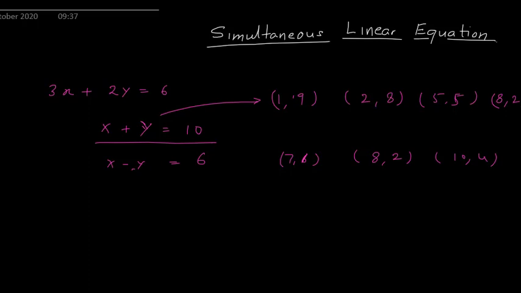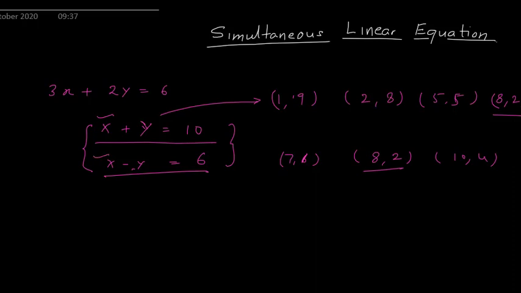Now when I consider these two equations together, then we see that this value 8, 2 is satisfying this equation as well as it is satisfying this equation. So this 8, 2 is called the solution of simultaneous linear equation. When I consider these two equations together, then their combined solution is 8, 2. That means 8, 2 will satisfy this equation as well as this equation. So this is solution of simultaneous linear equation.